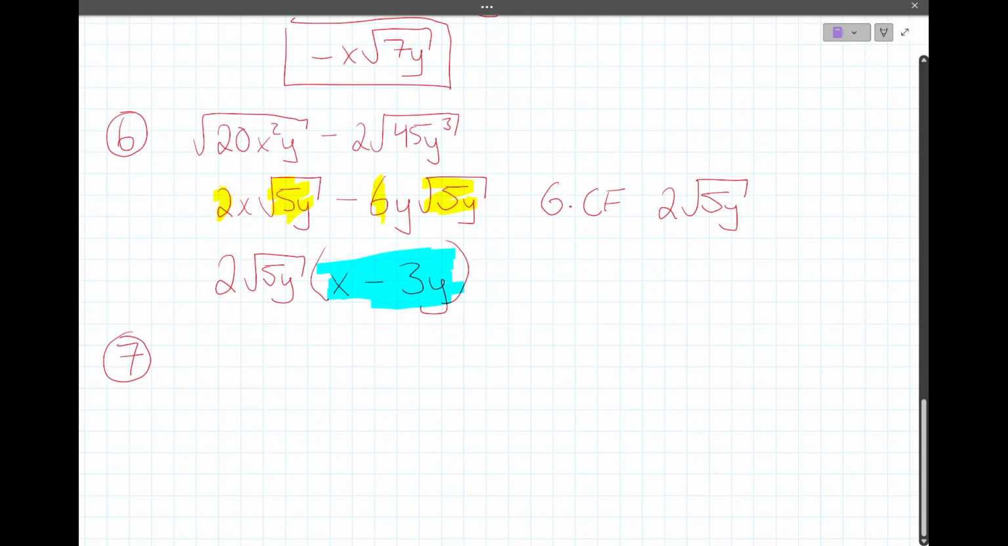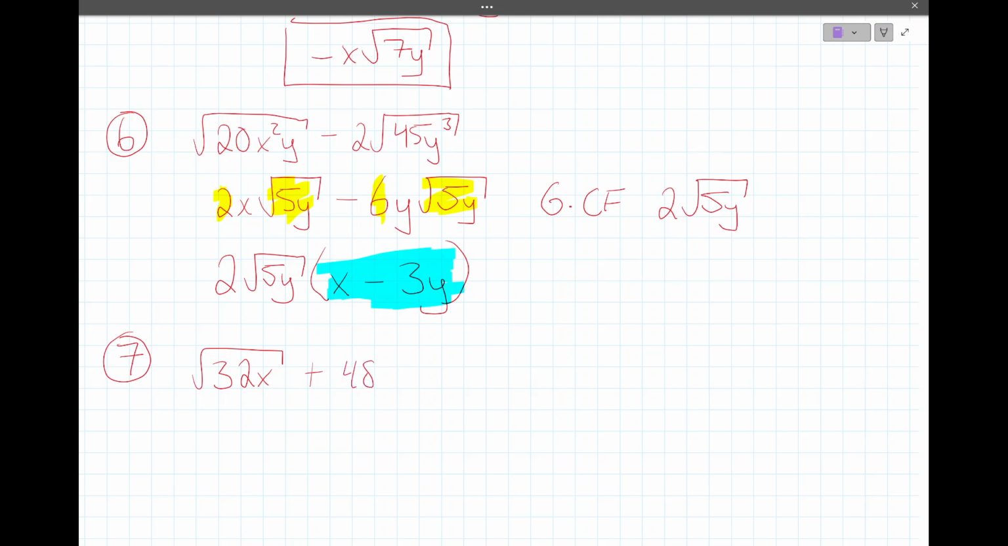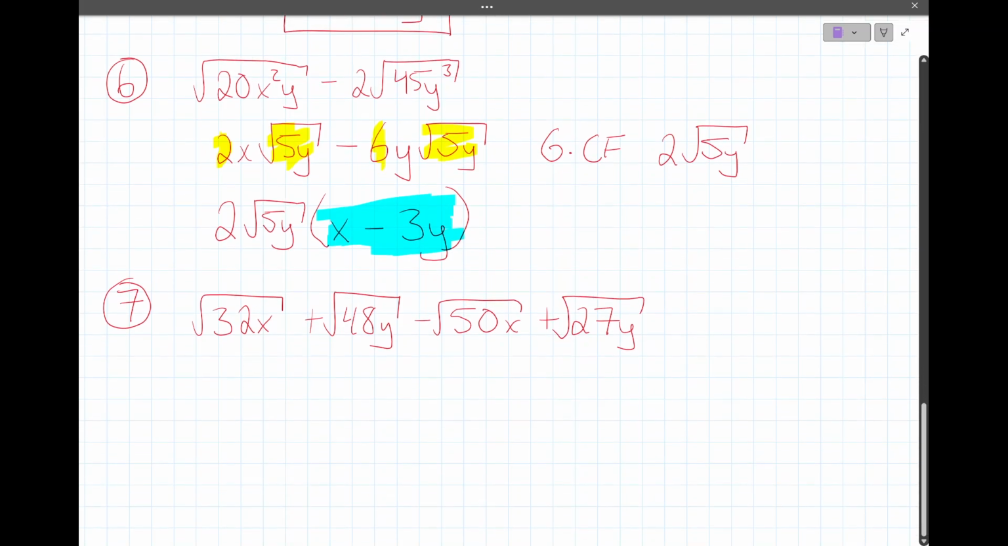All right, let's test this out with a little more than 3 now, or 2. So let's just get roaring for 1 or 2 more here, and then we're cooked and out. So root 32x plus root 48y minus root 50x plus root 27y. Okay. Let's cook it.